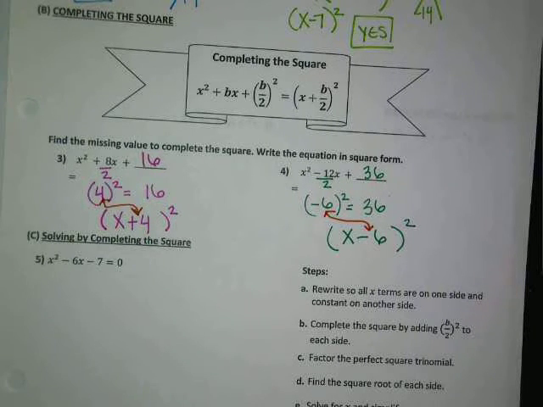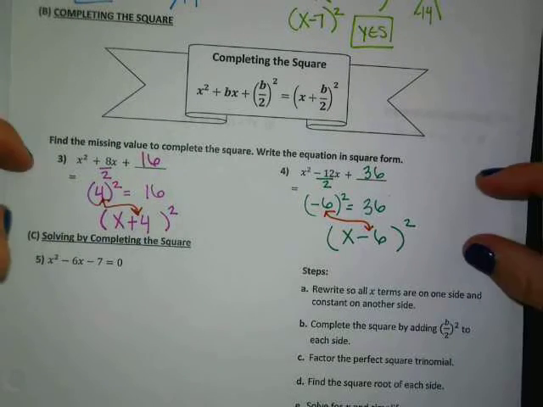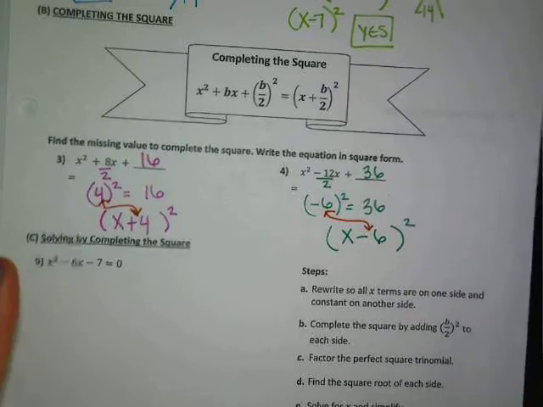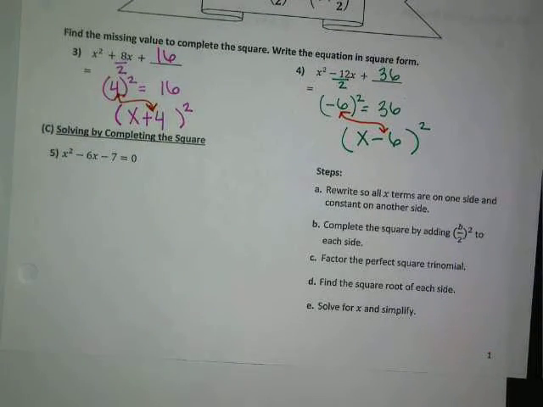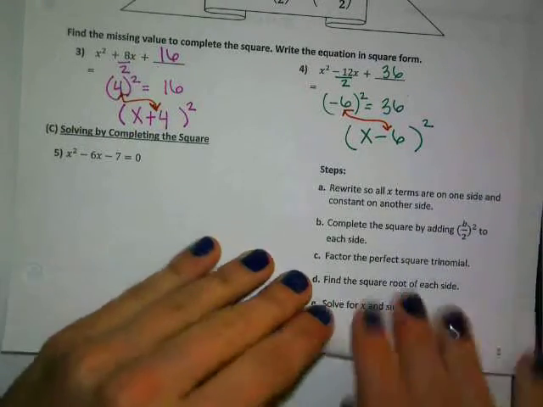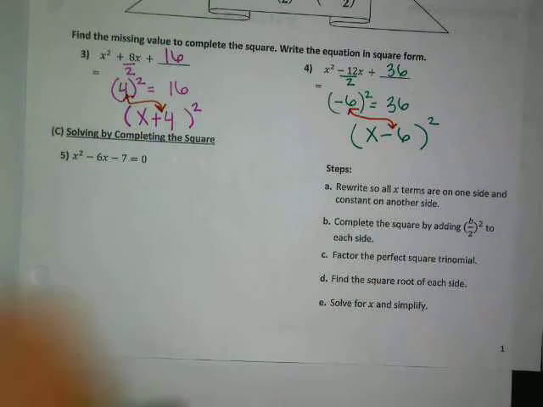Alright, so we have now completed the square, and we are going to use that to help us solve now. So, the last part of today is solving by completing the square. I put the steps over here to the right, so I will color coordinate for you.